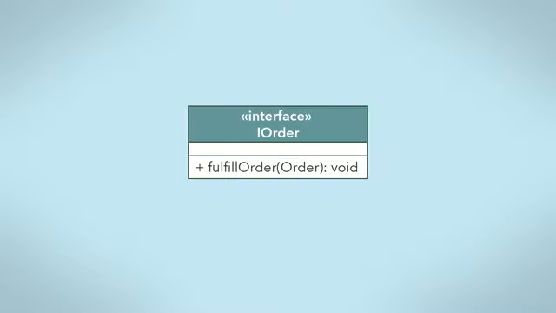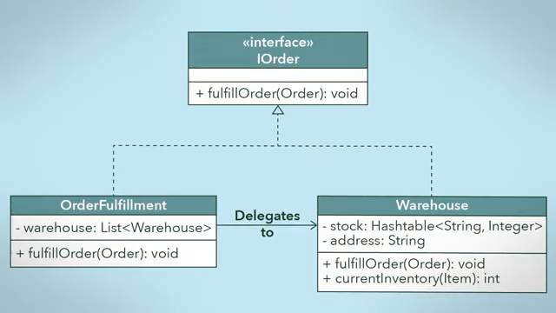This interface declares how to interact with your order fulfillment system. The order fulfillment class acts as the proxy for all your warehouses. It has a list of warehouses that it can delegate parts of customer orders to depending on whether or not a warehouse is capable of fulfilling a part of the order.